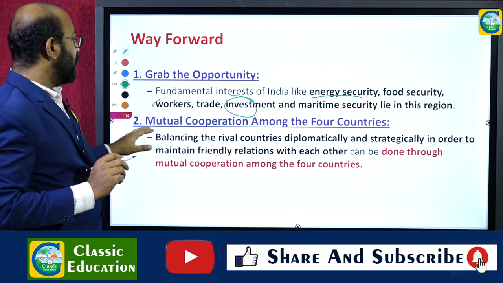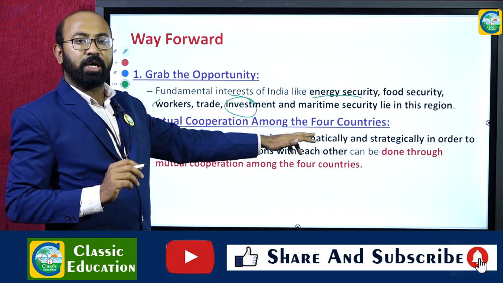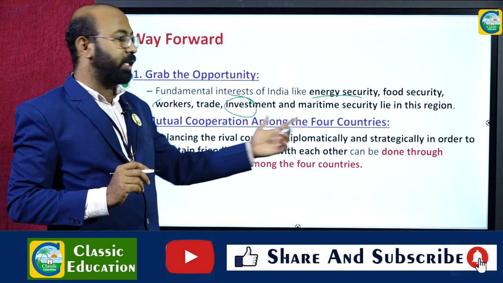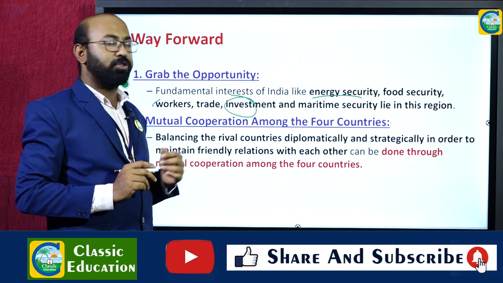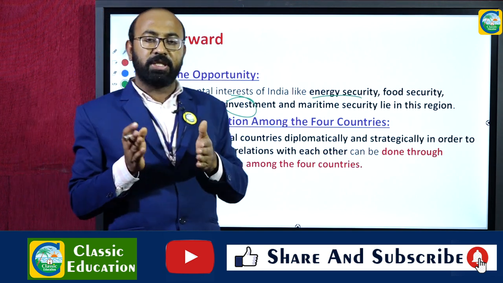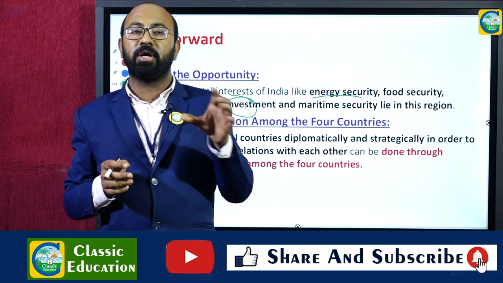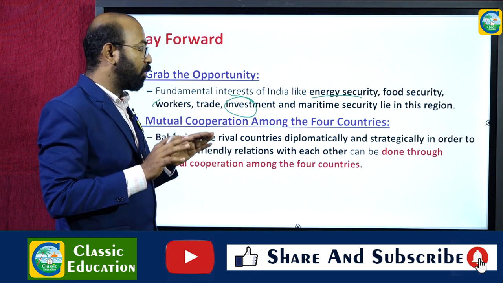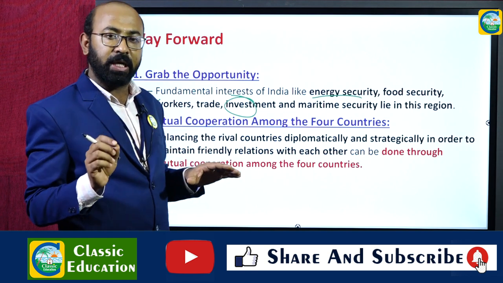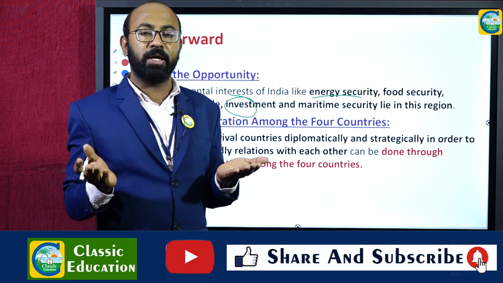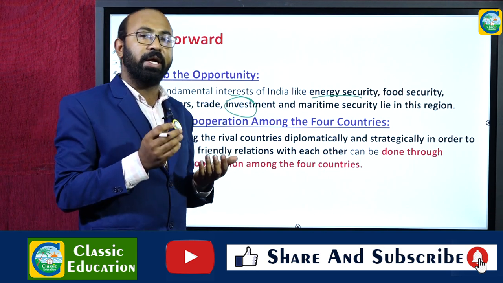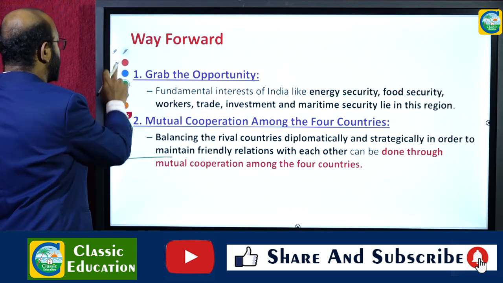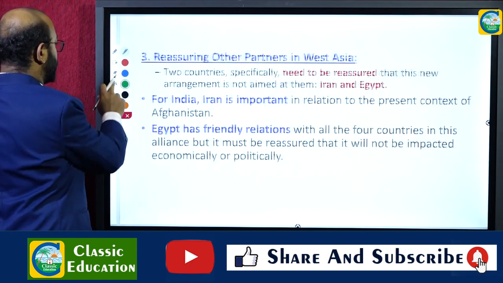Then, mutual cooperation among the four countries, balancing the rival countries diplomatically and strategically in order to maintain friendly relations with each other. Some of these countries may not have cordial relations with Israel. We have to maintain neutrality, diplomatically as well as strategically, so that all the countries can trust India and there can be better development. So this is again one more area of cooperation.